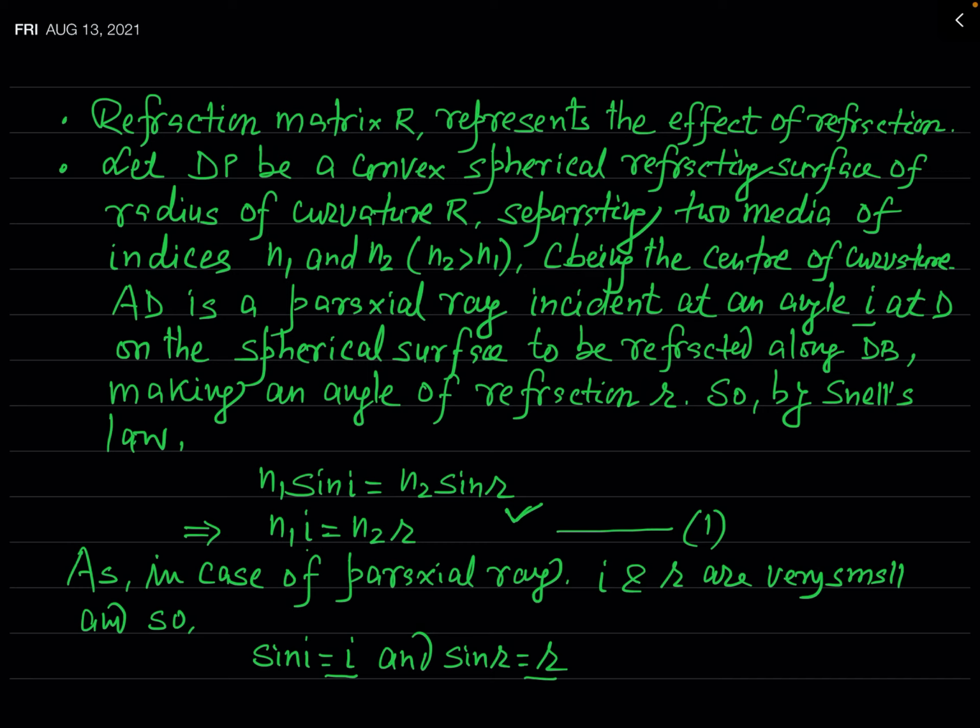Why? Can you say? Because in case of a paraxial ray, I and R both will be very small, and in case of a small angle, sin theta is equal to theta, tan theta is also equal to theta, but cos theta is equal to 1. So on that basis, you can say Snell's law is expressed as N1 I equal to N2 R.